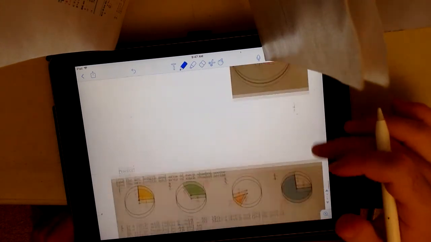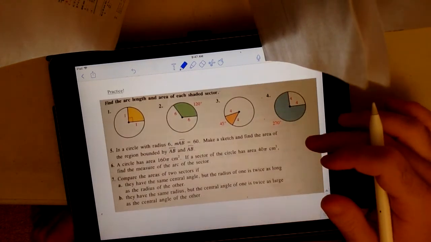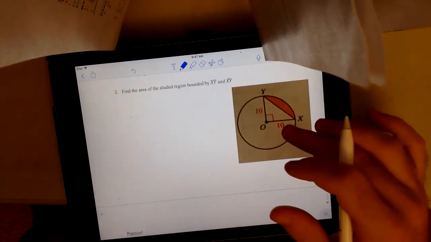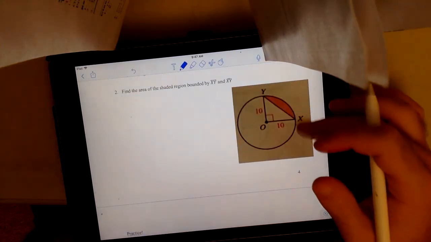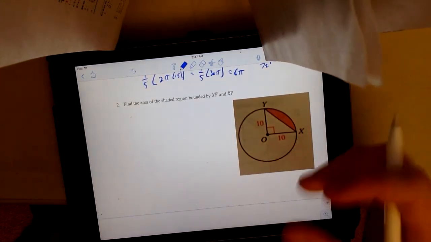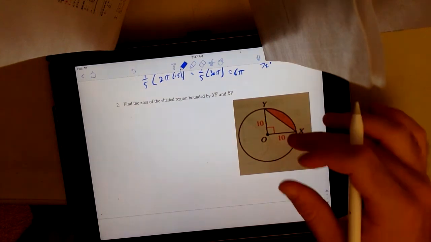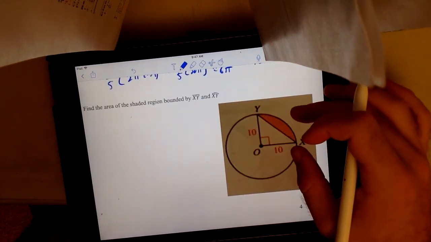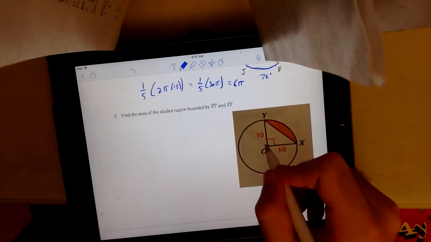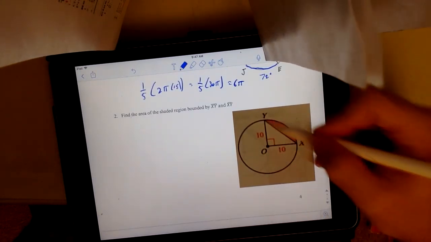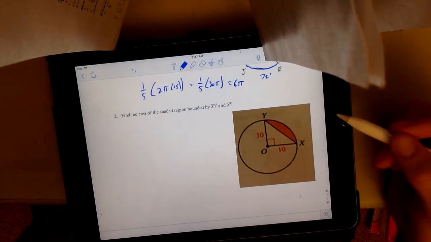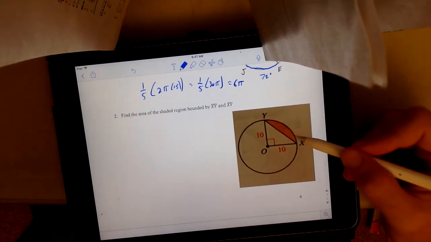Okay, now we get to the final example. And this is a classic example. There will be many questions like this on the homework, on the test, so watch this one closely and come back to this one to review. So we're going to find the area of just the shaded region, the region that's bounded between the chord XY and the arc XY. How are we going to do this? This is not a familiar shape.